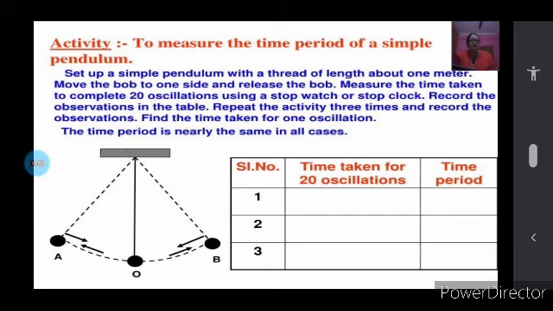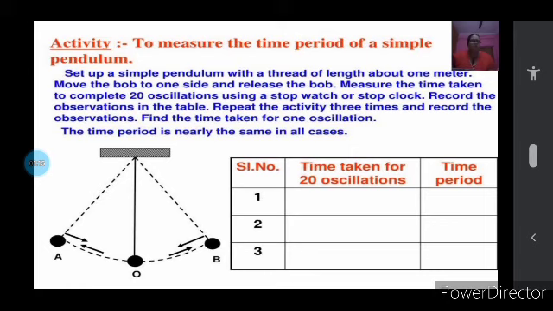And then again you have to repeat that, a second time, a third time. For example, suppose it is taking, here it is in seconds, children, 42 seconds the first time when you are oscillating. So what will be the time period? You have to divide 42 by 20. So that will be approximately 2.1.